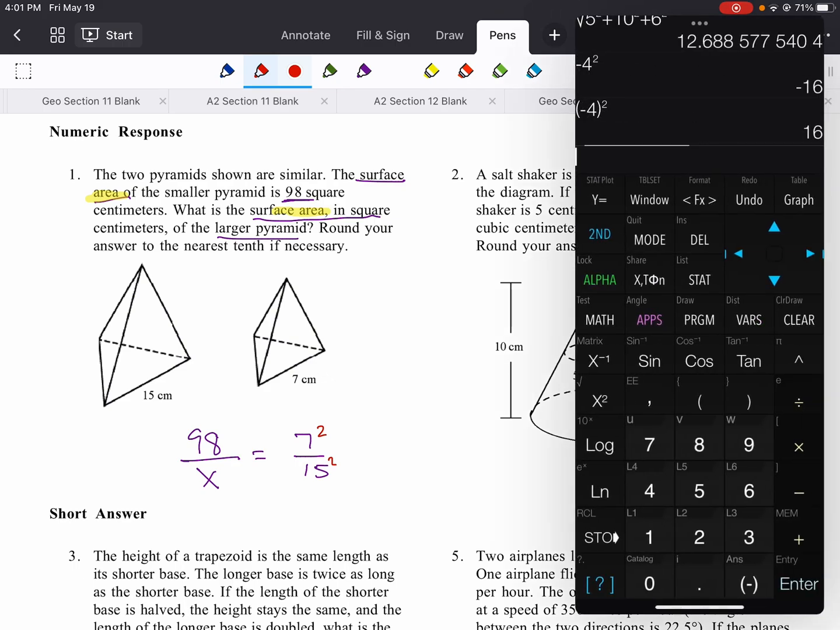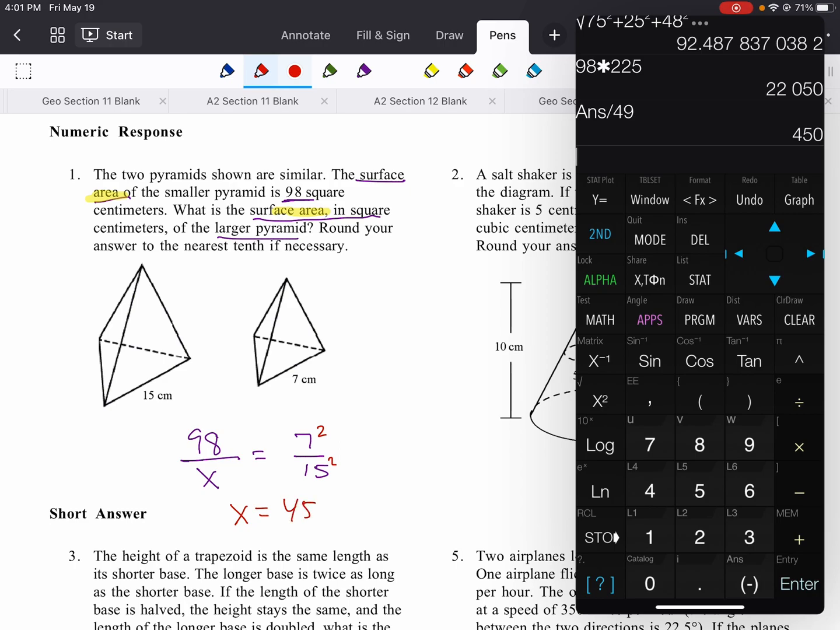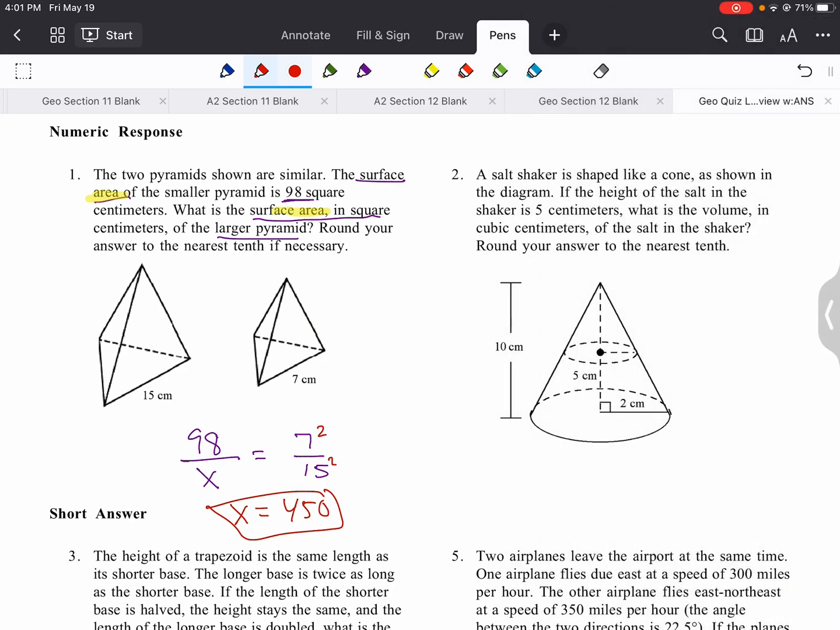But in this case, we're just going to square 7, and then 98 times 225, and then divide that by 49 should get us there: 450. Now I encourage you to cross multiply and do all the things I was just walking through as quickly as I could, but just set it up, cross multiply, and solve.